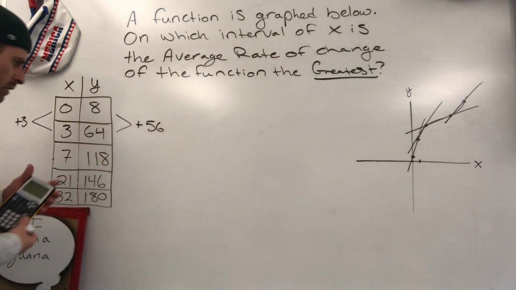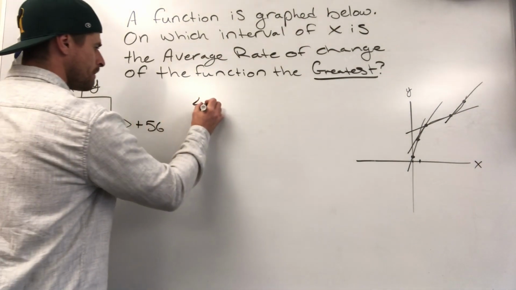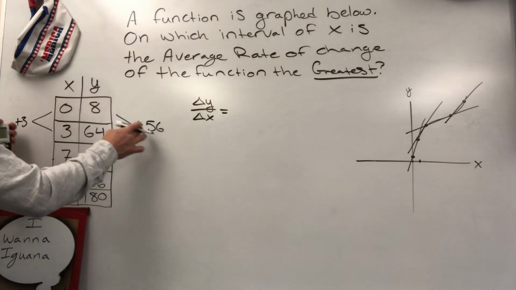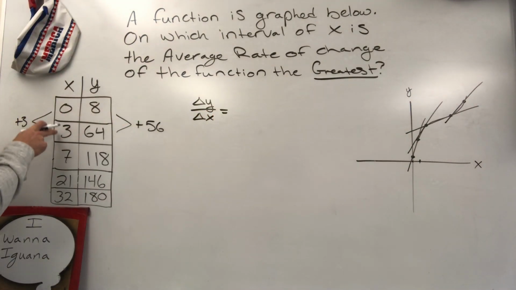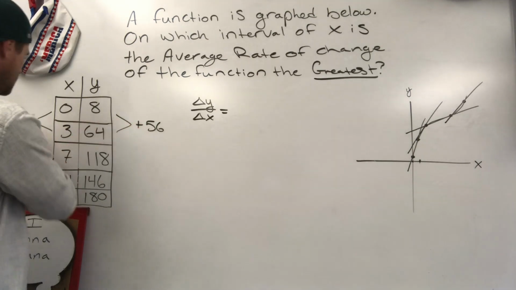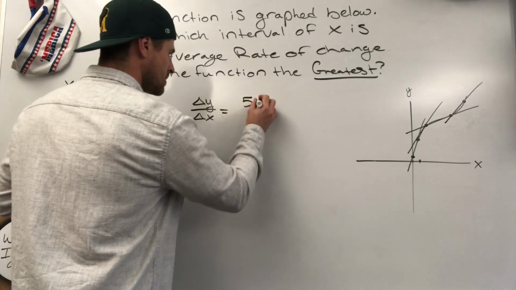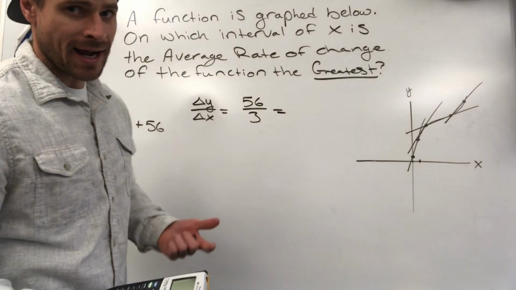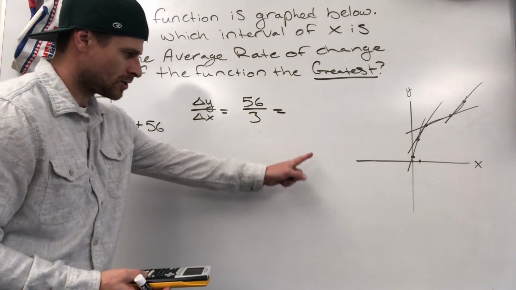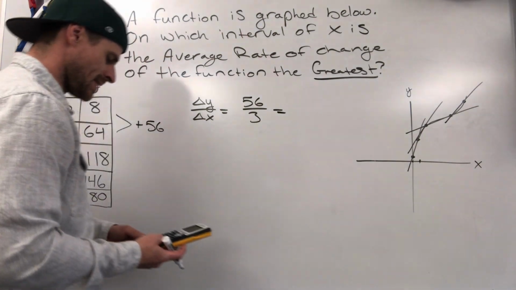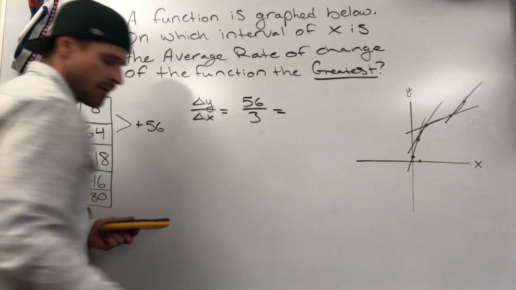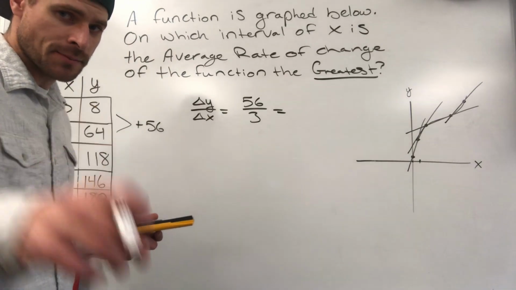So I don't have the word interval up there. Okay, so change in y over change in x is going to give you your average rate of change between 0 to 3 in this case. So 56 over 3, and then you just say what that comes out to. Now, what I would highly recommend is you keep nice, good, clean, organized work so that you can just look at this number, this number, this number, and this number. Find the one that has the largest value. That's going to be your answer here.